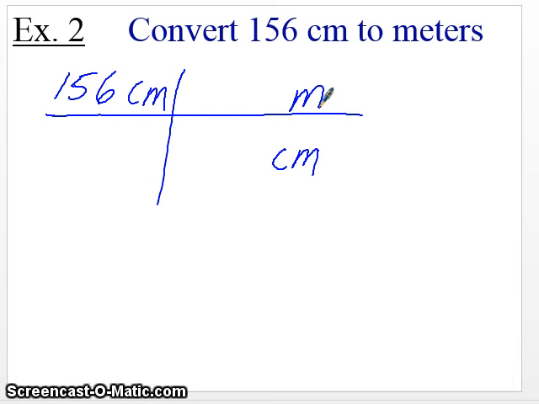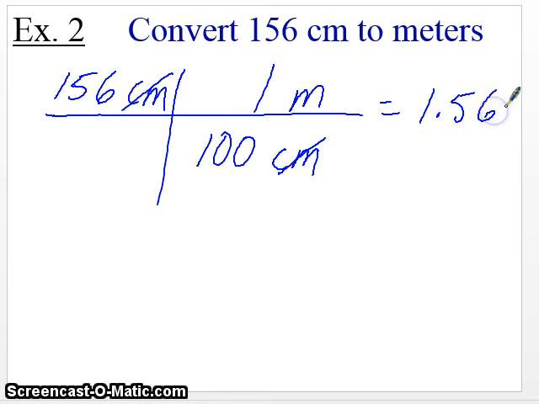Now, the hard part here is you have to remember how many meters are in a centimeter or vice versa. You can use 0.1 meter, or really any numbers you want as long as the top and bottom are equal. I just happen to remember that there's 100 centimeters in a meter. So I'm going to cross out my units there so that I know I'm left with a meter. Then I do 156 times 1, and divide by 100. So we're going to have 1.56 meters as our answer. Then we look at our answer and make sure we have the proper number of significant figures, and I think we're good.